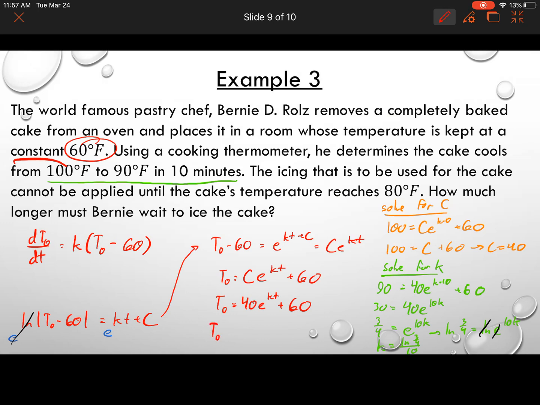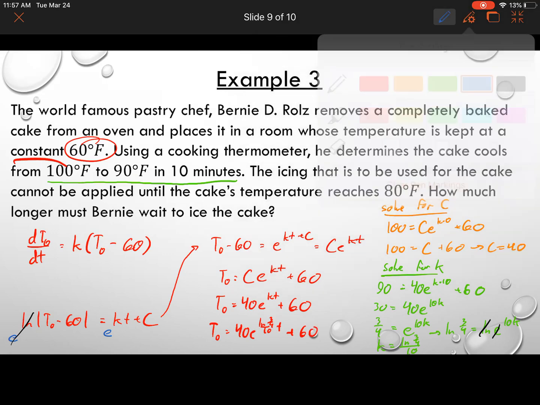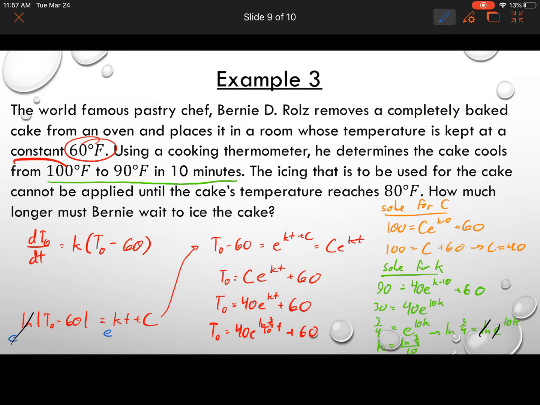So let me rewrite it over here. Our new equation is 40e to the power of ln of 3/4 divided by 10 times t, plus 60. And then finally, the last step of this question is asking us to find how much longer must Bernie wait to ice the cake. So we have to wait until it reaches 80 degrees.